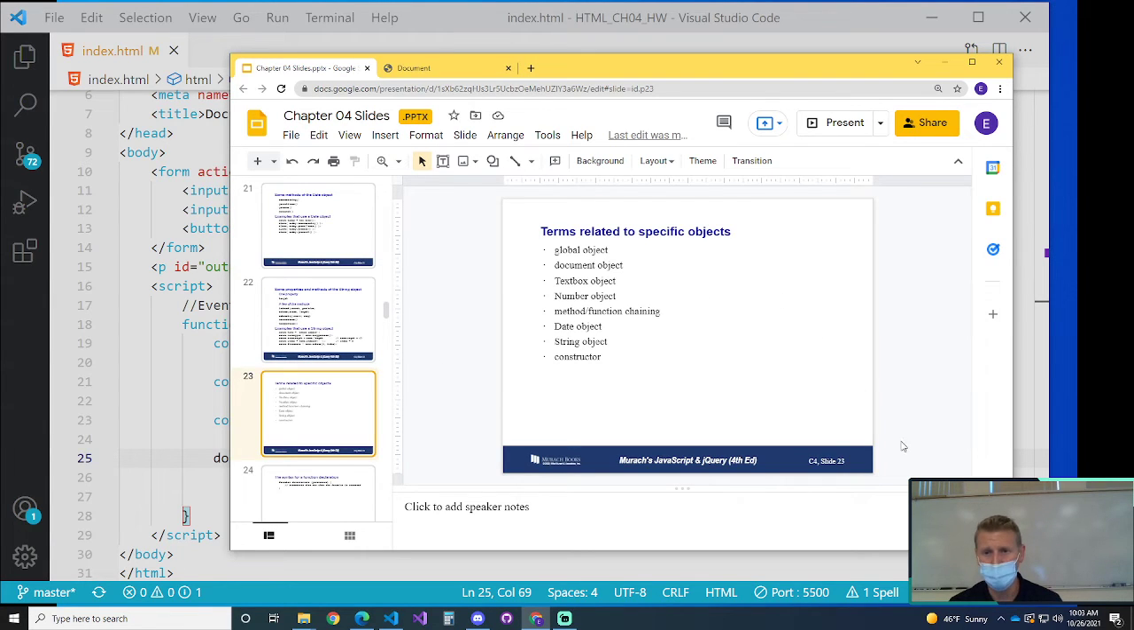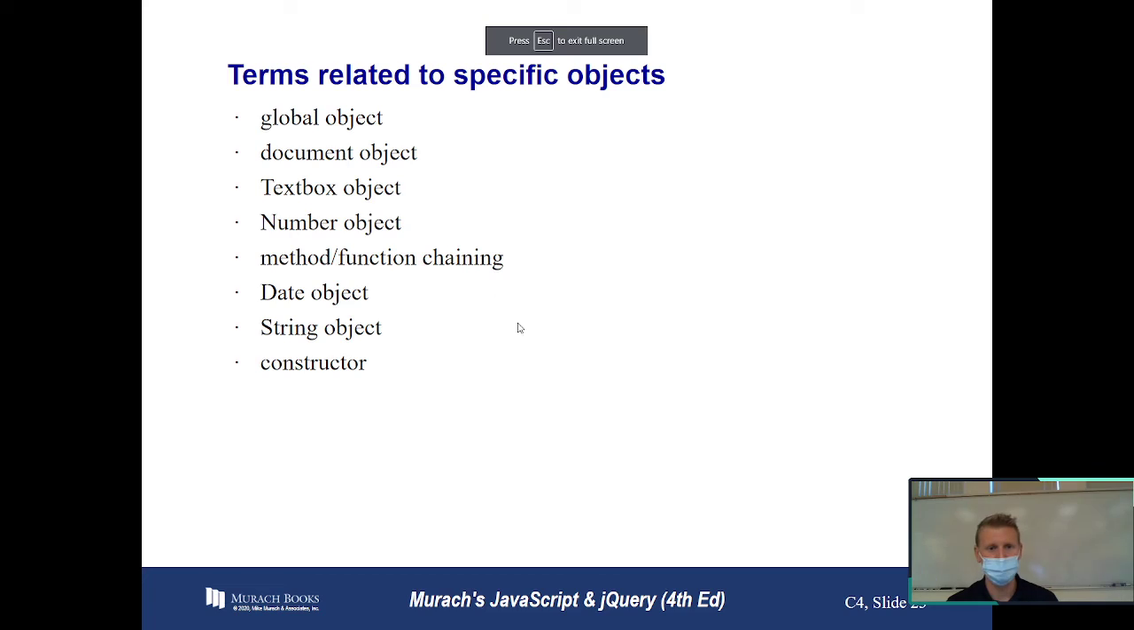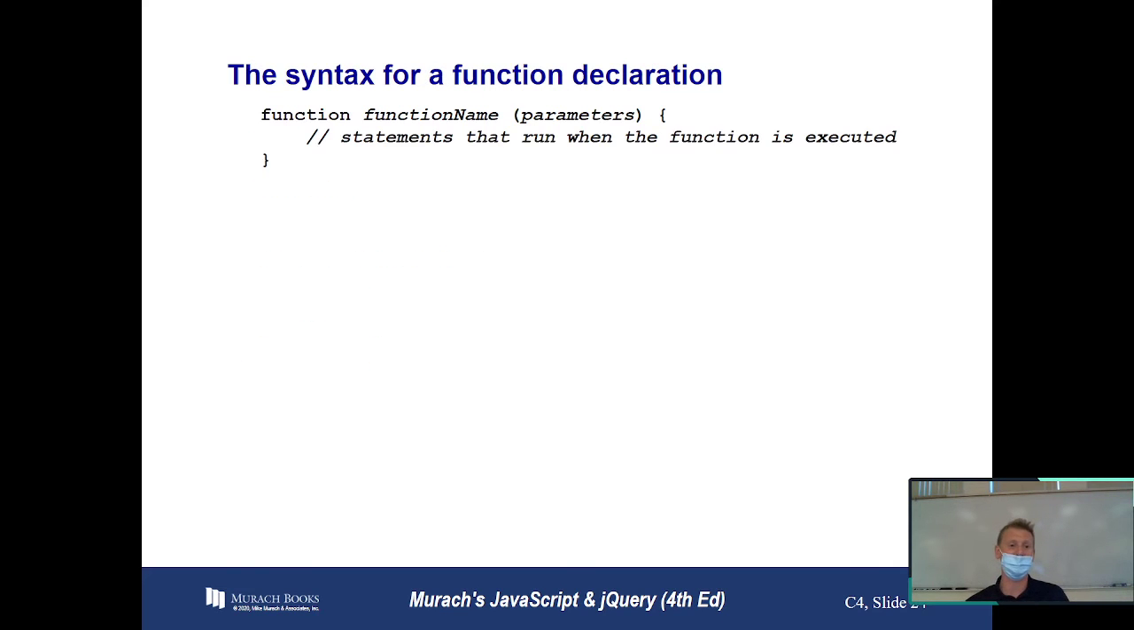These are all a bunch of terms that we've been hitting on. Global object, document, text box, number, a method versus a function. Again, semantics, small differences there. A date object, a string object, and a constructor. A constructor is a method that has the name of a class, but you know where it is when you see a constructor.